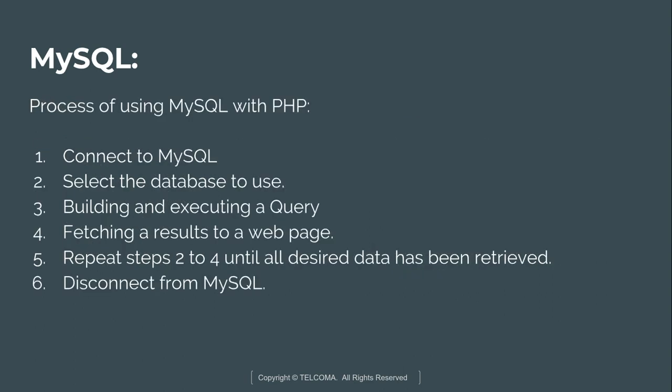After that, the process of using MySQL with PHP. First of all, we have to connect to MySQL. After establishing the connection, we have to select the database to use. After that, we start building and executing a query, and then we fetch the result to a web page. After that, we repeat steps 2 to 4 until our desired data has been retrieved, and after completing work with the database, we have to disconnect from MySQL. So this is the way in which we can use MySQL with PHP.